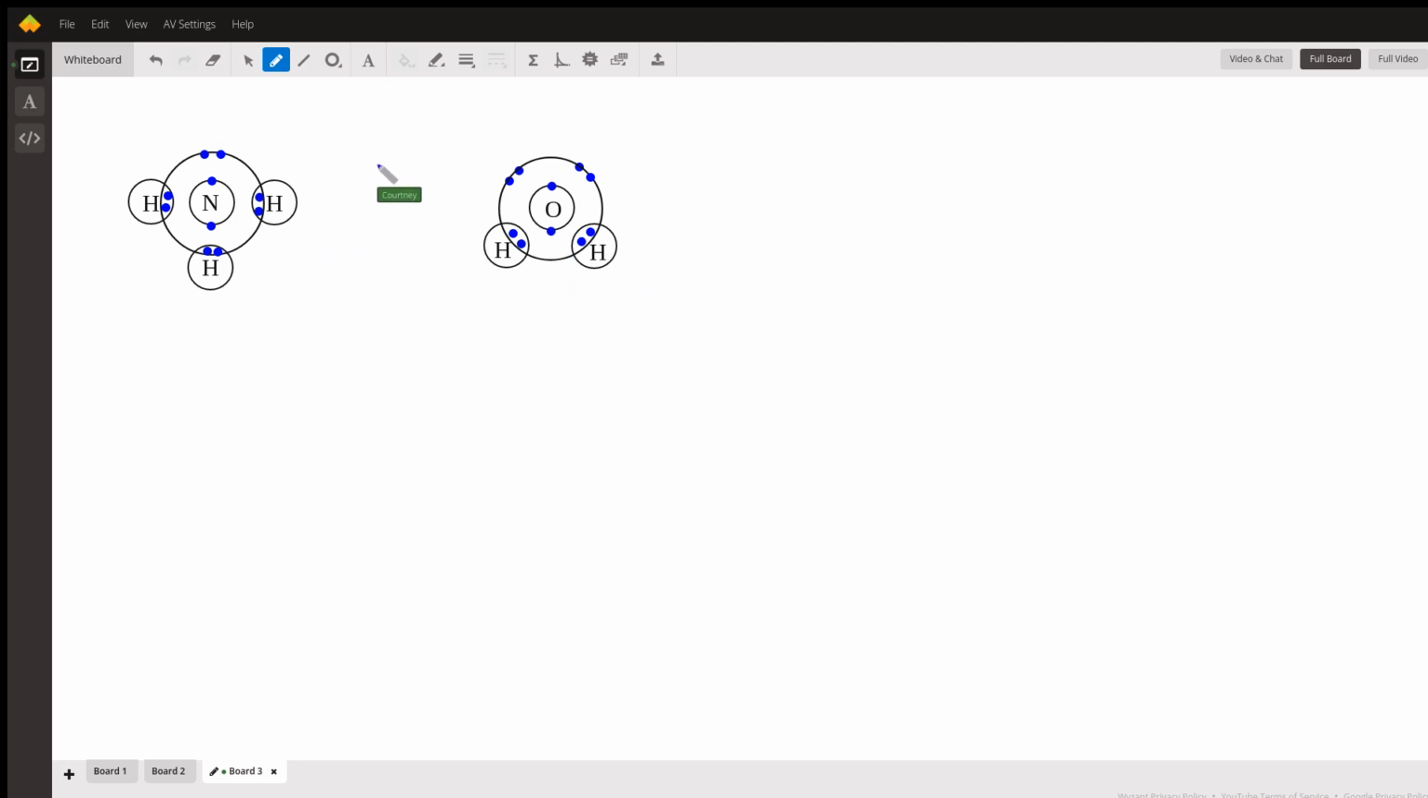And this creates a partial charge. So our nitrogen and our oxygen get this partial negative charge, and all of our hydrogens get this partial positive charge, which we can denote like so. And I believe in your question it asks you to label all of them like so.